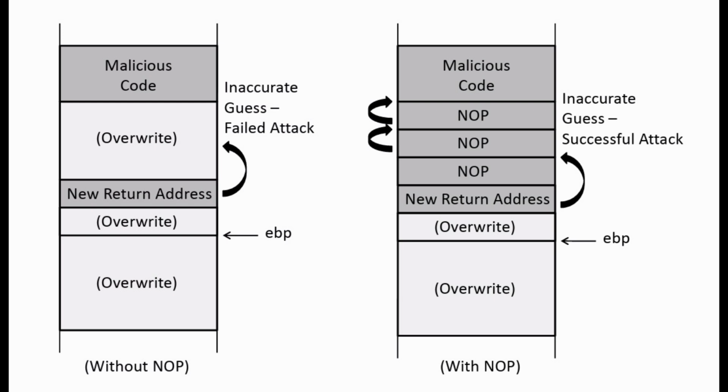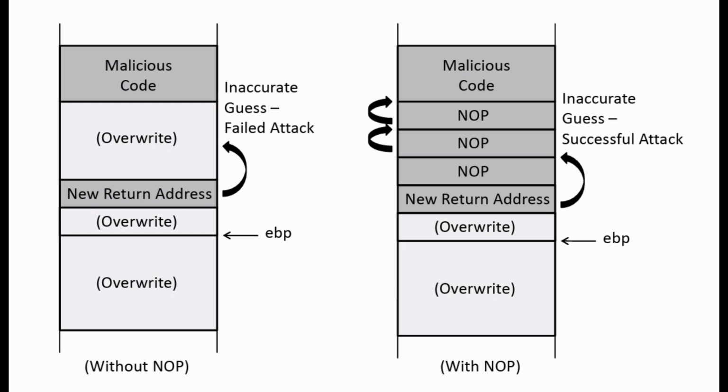Whereas the right side image represents the attack with the no operation sled technique. Instead of trying to directly jump to the malicious code, the attacker fills the memory with no operation instructions. Why use a no operation sled?